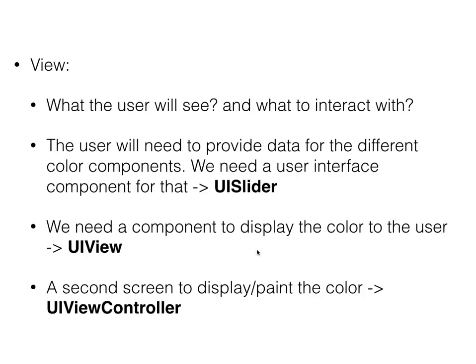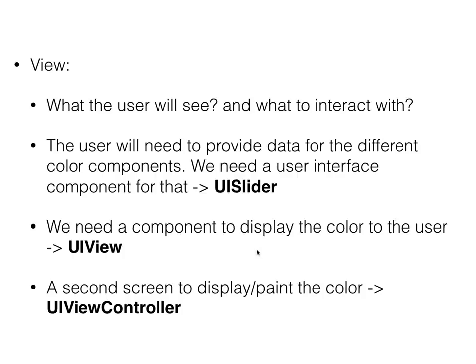We also need a component to display the color to the user. In this case, I'm going to add another component of the type UI view, and you will see that a UI view is basically a rectangle area that you can use for what you want. The screen already comes with a view. It's built in and provides the area of the screen on your phone. That is a view. So I can use that, or I can add another one. I choose here to add another one.